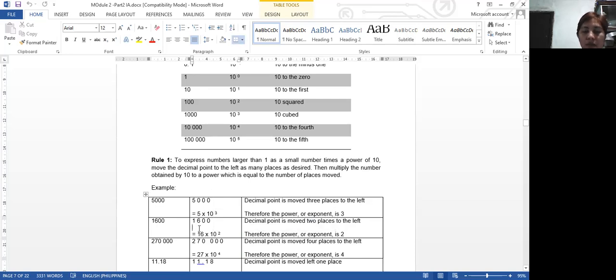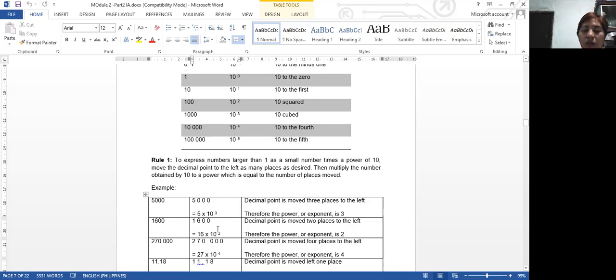Okay, so another example, like for example, 1,600. If you're going to use the two whole number, 16, we will stop in this part. So the decimal point is here. So we'll just have to count 1, 2. So that's why it's 16 times 10 squared.